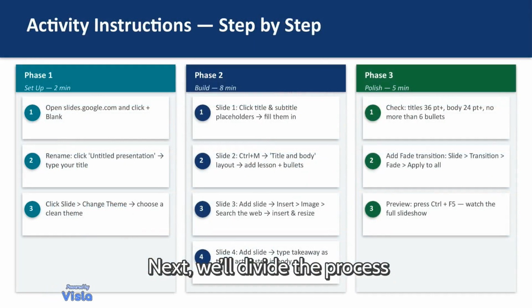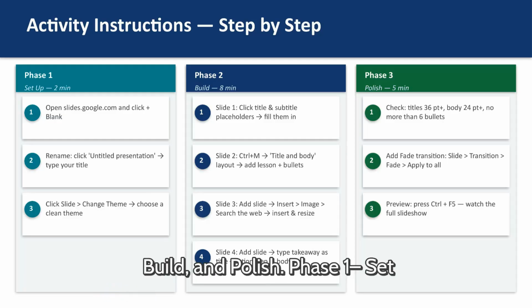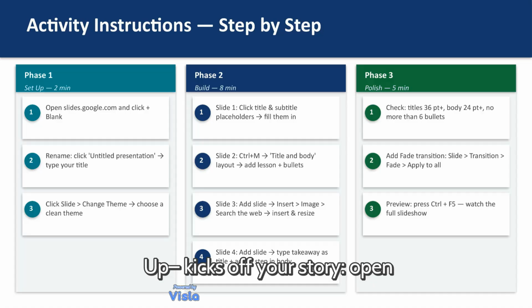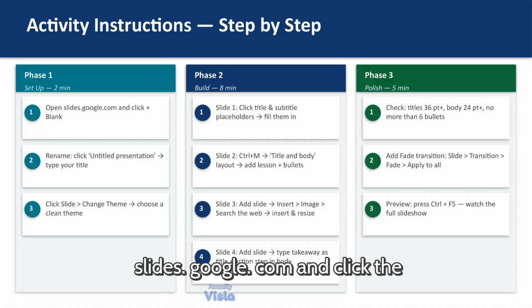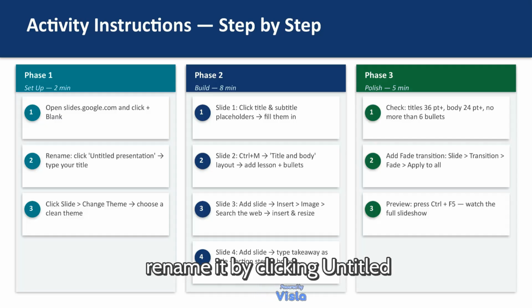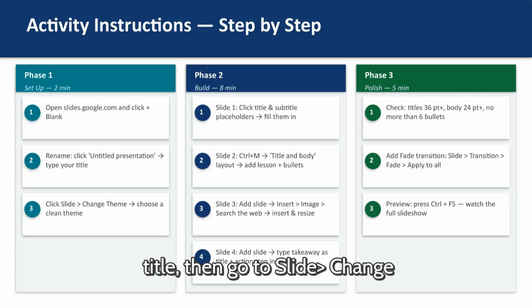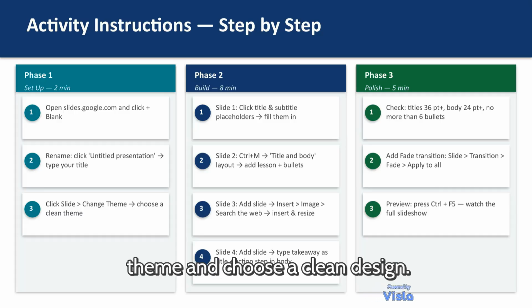Next, we'll divide the process into 3 clear phases: setup, build, and polish. Phase 1, setup, kicks off your story. Open Slides.google.com, and click the blank presentation template. Rename it by clicking Untitled Presentation and typing your title. Then go to Slide, change theme, and choose a clean design.